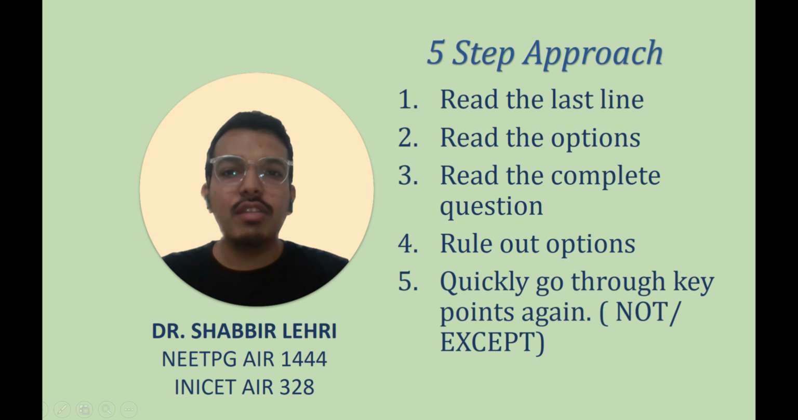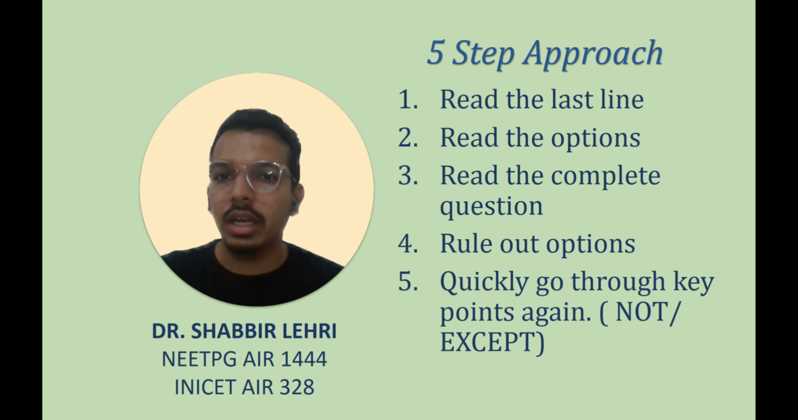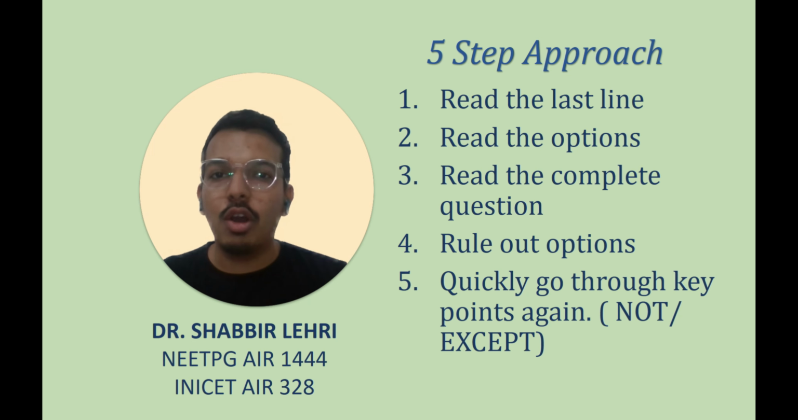Now, what exactly is this 5-step approach? First, what you have to do is read the last line of the question, then read all the options. Now you have a very fair idea of what exactly you have to search in the long clinical case question. So now you will read the complete question and you will focus on the points which will help you in solving that particular MCQ. Then you will try to rule out the options, and finally you will quickly go through all the key points again. For example, all of the following except, which is not a feature of, and so on.